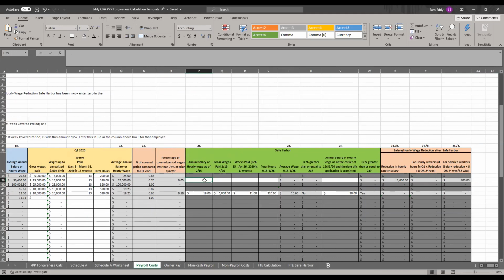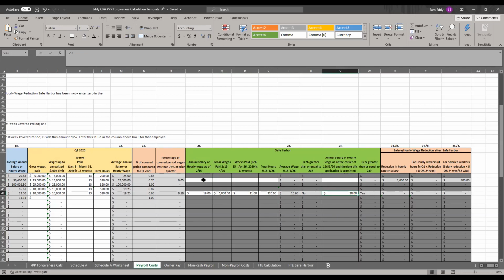If the amount you paid for the period from 2/15 to 4/26 is greater than 2/15, then you meet the safe harbor requirement. If not, you can compare to an annual salary or hourly wage up to 12/31/2020 or the date that you submit this application. So you'll want to enter that information in here, like we have for this employee, where we have entered that they did not meet the first safe harbor requirement, but they did meet the second safe harbor requirement, where we paid them a higher amount later in the year.